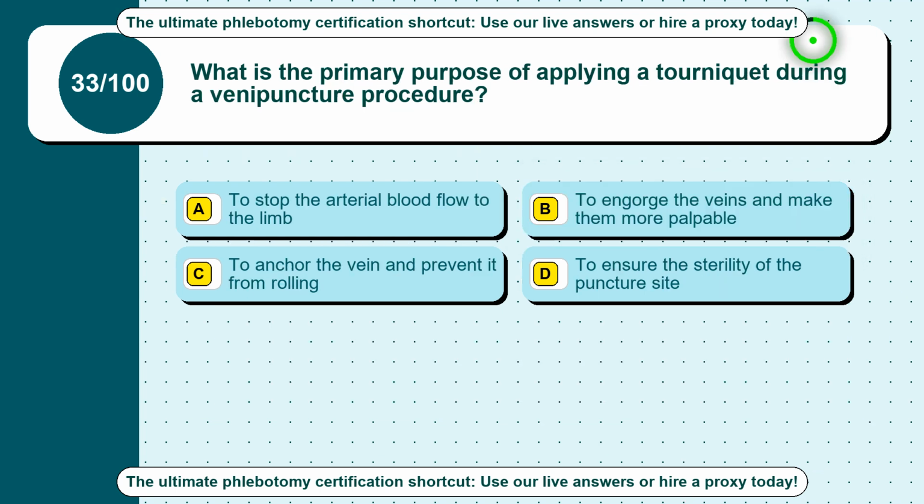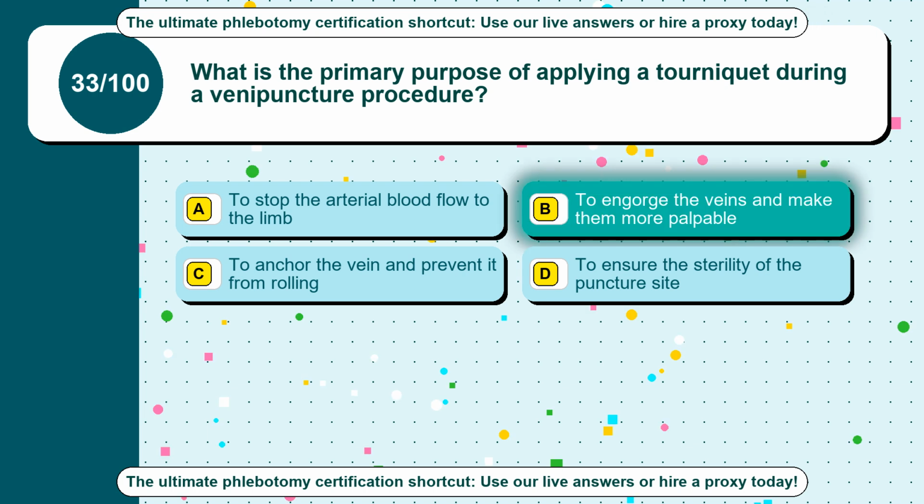Question 33. What is the primary purpose of applying a tourniquet during a venipuncture procedure? Option A, to stop the arterial blood flow to the limb. Option B, to engorge the veins and make them more palpable. Option C, to anchor the vein and prevent it from rolling. Option D, to ensure the sterility of the puncture site.